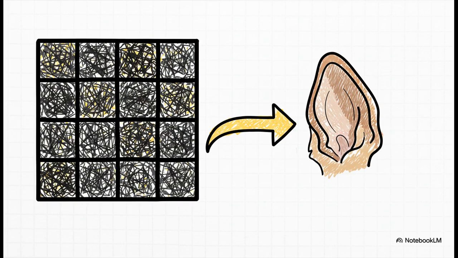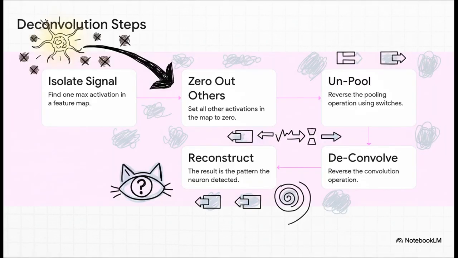There's this amazing technique called deconvolution, and it lets us mathematically run the entire network in reverse. We take that abstract grid of numbers and we reconstruct it all the way back into the visual pattern that caused it. And in this case, we get a perfectly clear image of a dog's ear. The high-level idea behind this is just so cool.